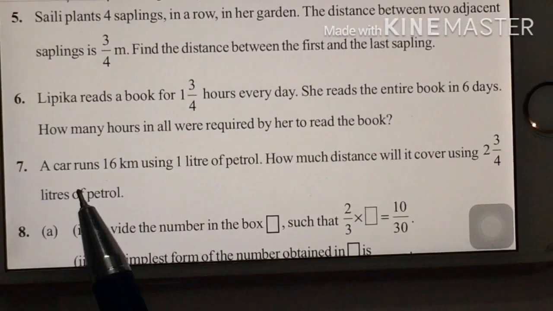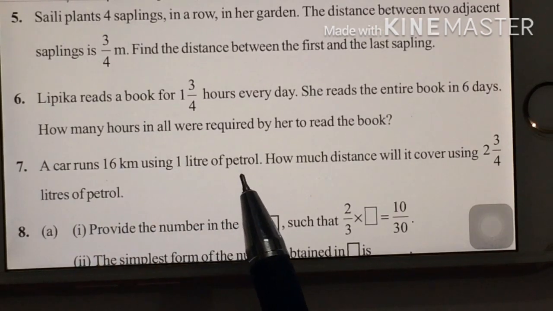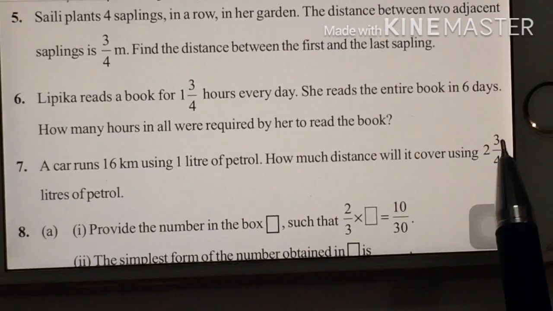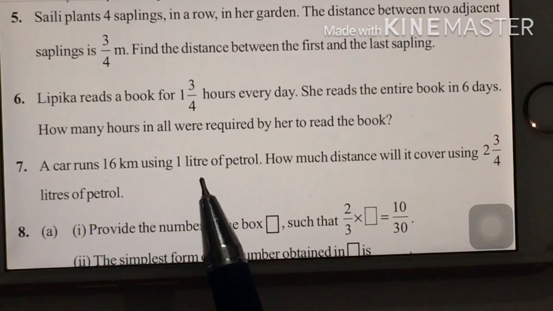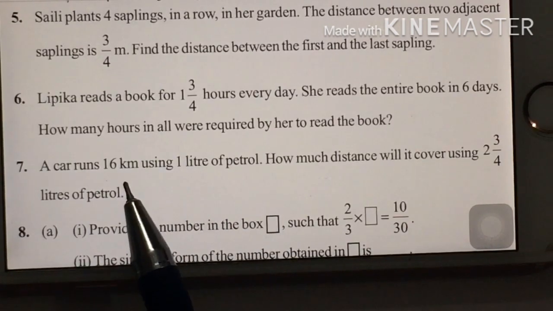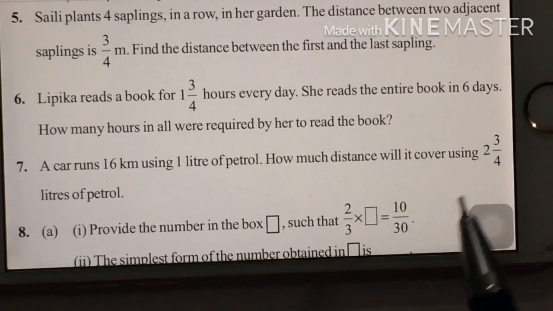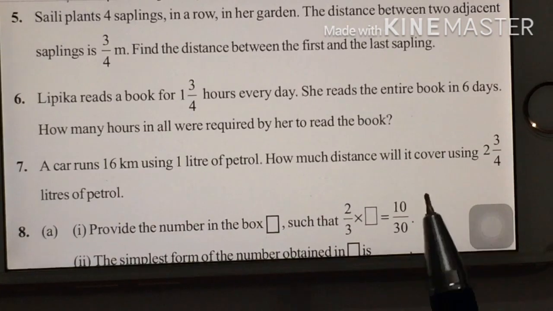Question number 7. A car runs 16 kilometers using 1 liter of petrol. How much distance will it cover using 2 and 3/4 liters of petrol? So the distance covered by 1 liter of fuel is given. You have to find out the distance covered by 2 and 3/4 liters of petrol. So from 1 you have to find for many. Again, what are we going to do? Yes, we are going to multiply. Let's solve the answer.